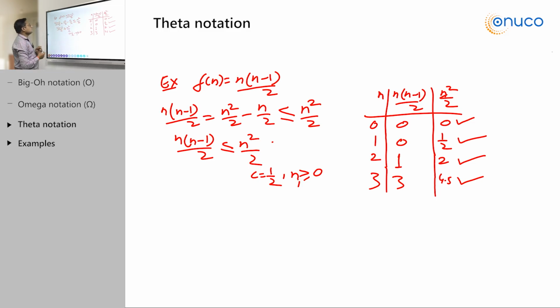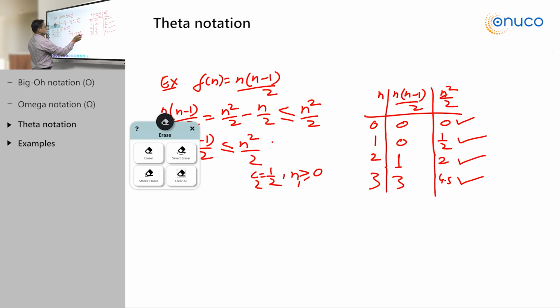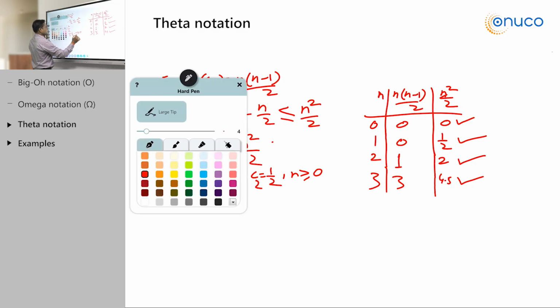Okay. So let me go to the second part. So we can say that this is a c2 value. So this is also the n2 value. This one is n2.